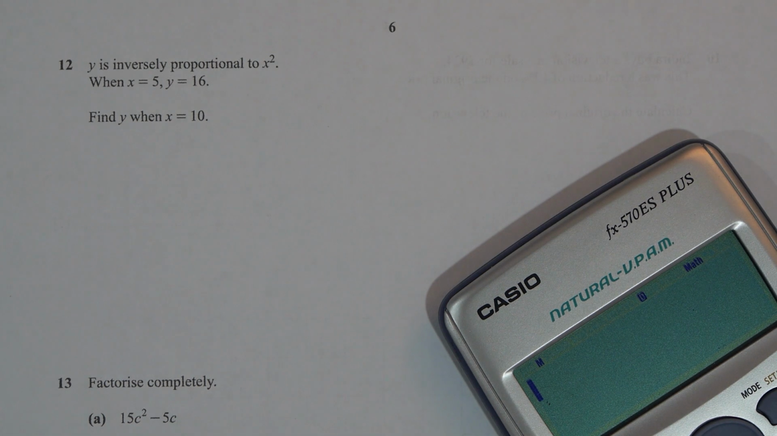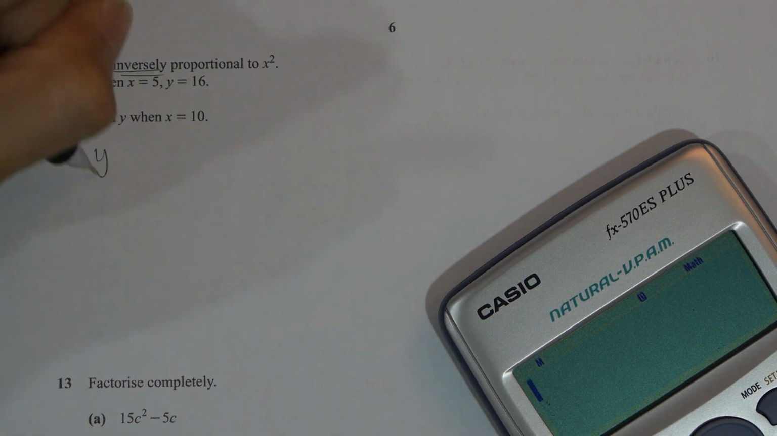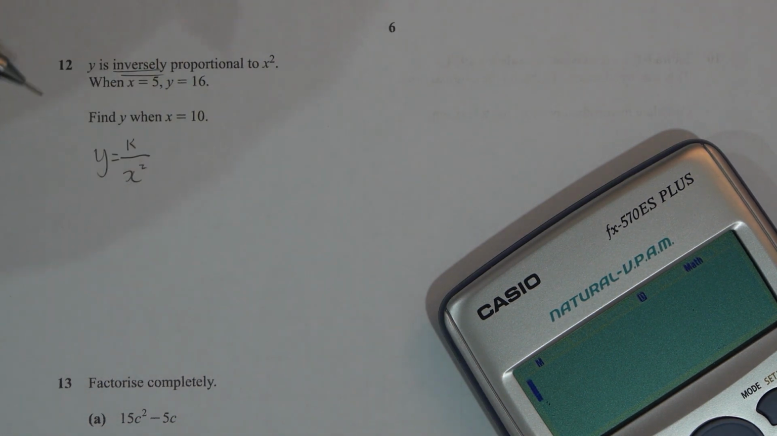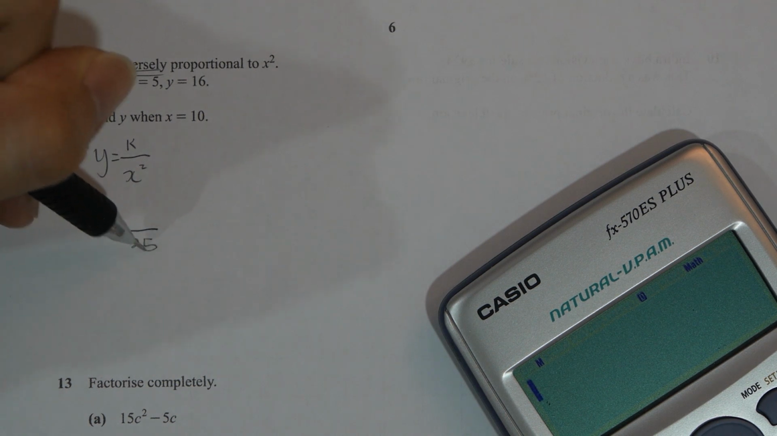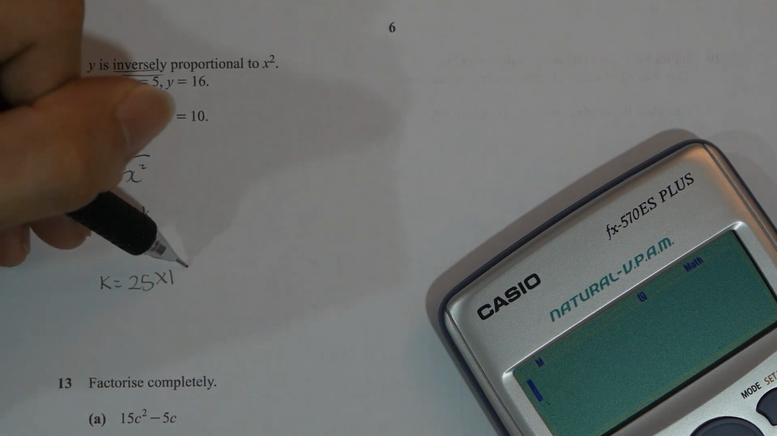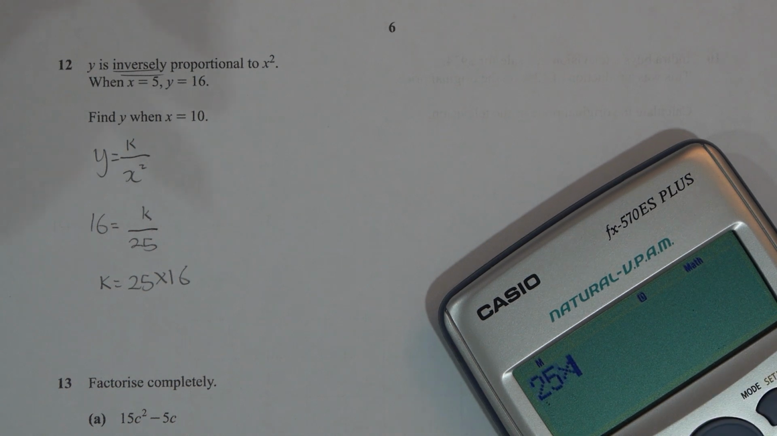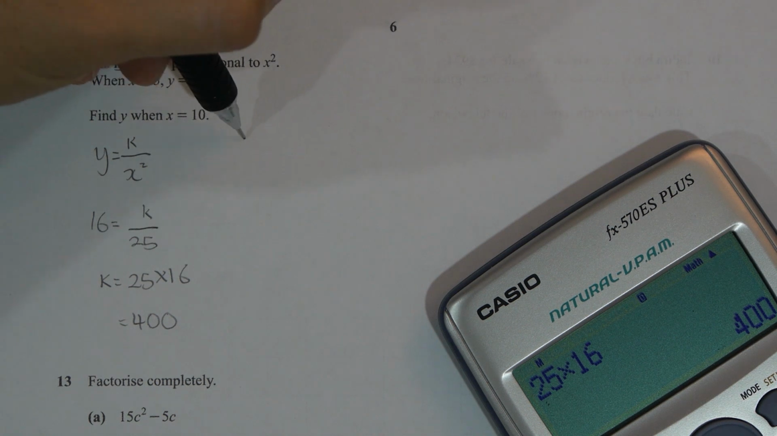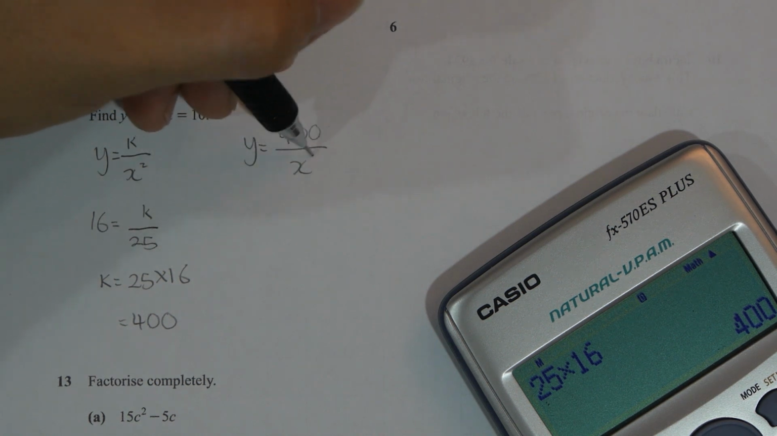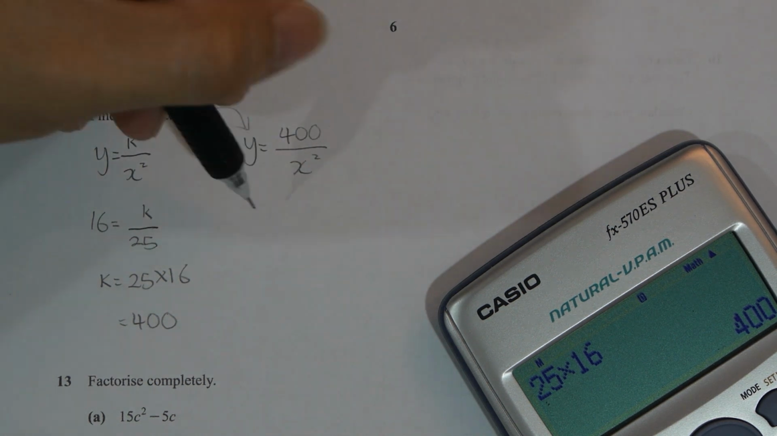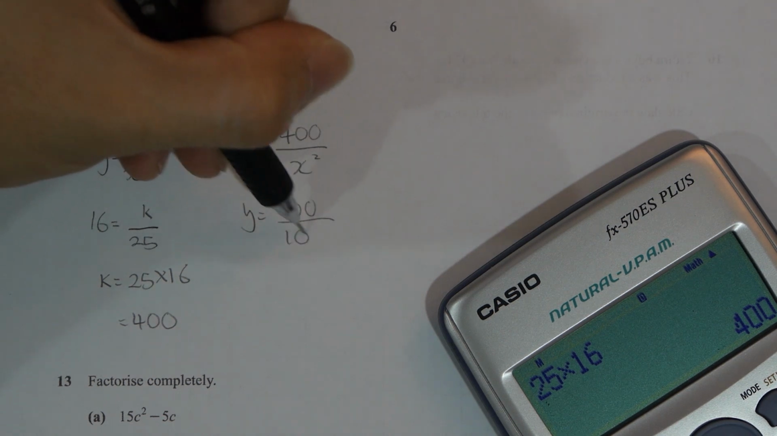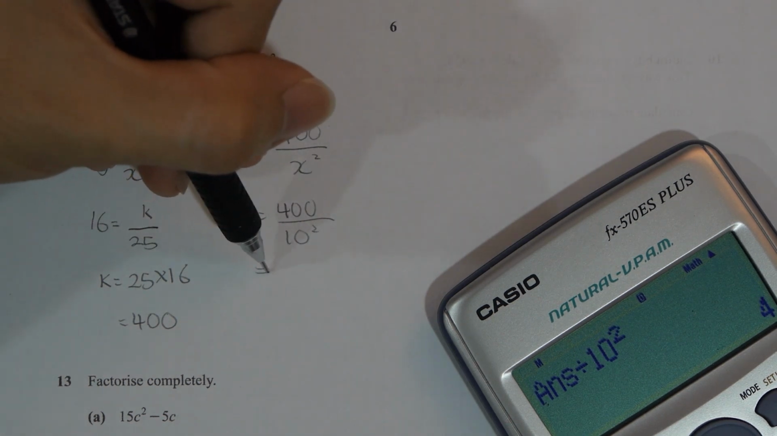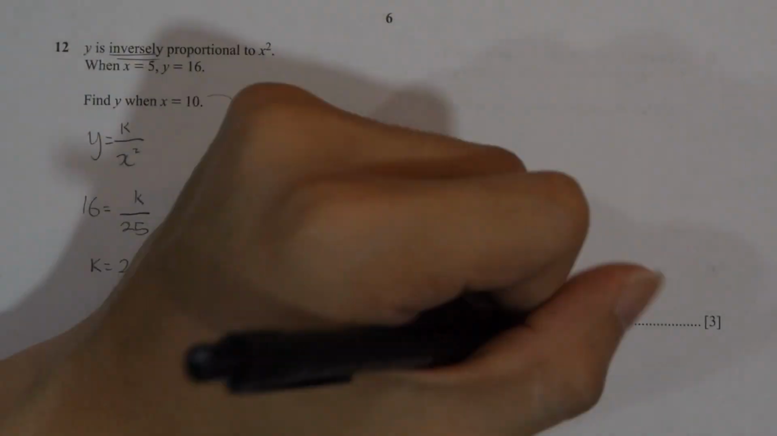For question 12, it is also very straightforward. You're required to remember that y is equals to k over x. So the y and k, you need to change it according to the question, and in our case the x is actually x squared. So fill up the variables, then you'll be able to find k, and with the k you can now substitute 10 into the x position to find the final result of y.